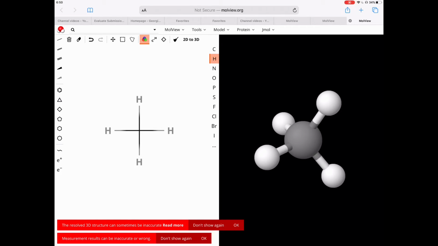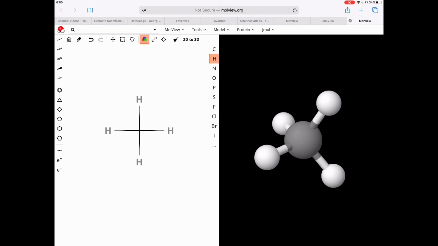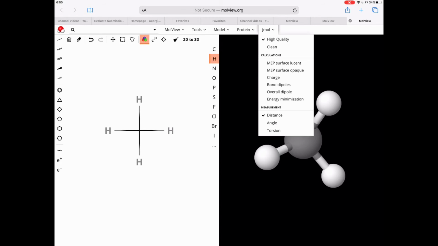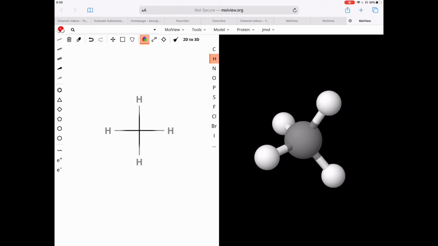Okay, so ignore these messages. I'm going to ignore them. So let me make sure. Yes, I've selected distance. So I'm going to click on two atoms. And then there we go. We get the bond distance.